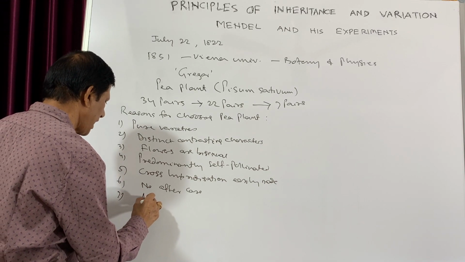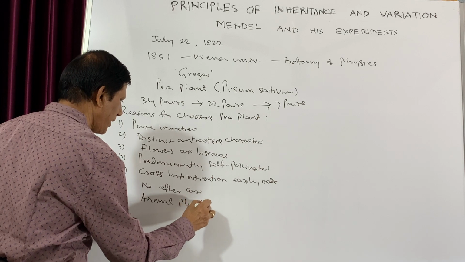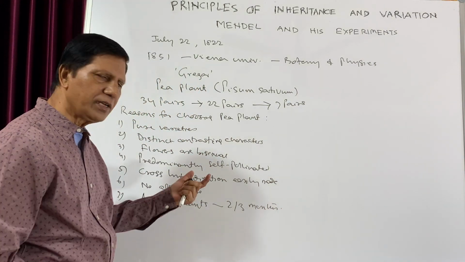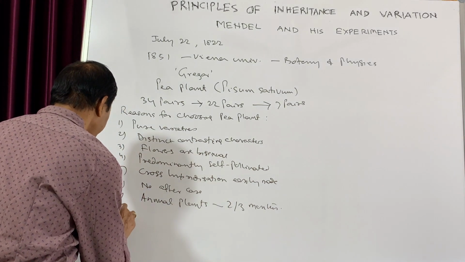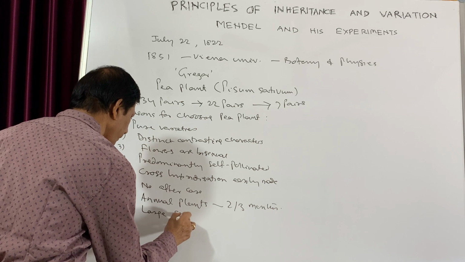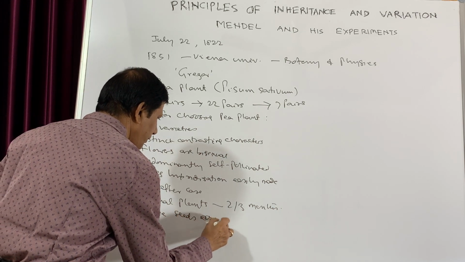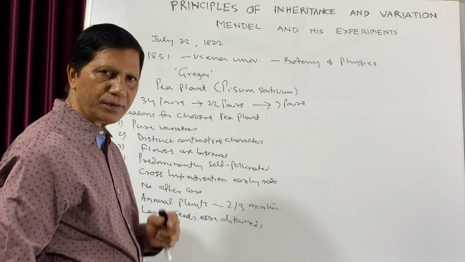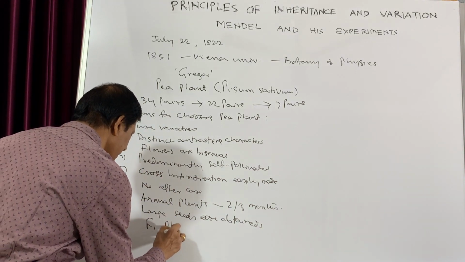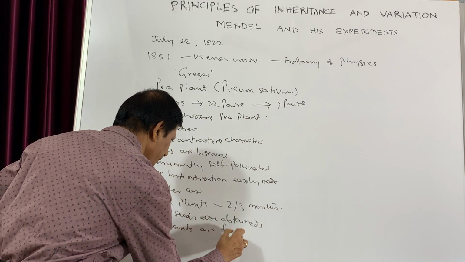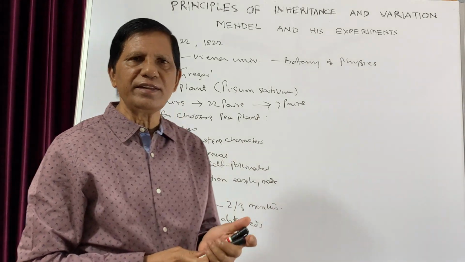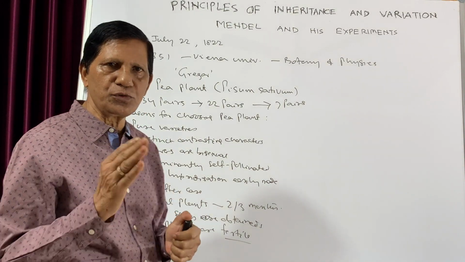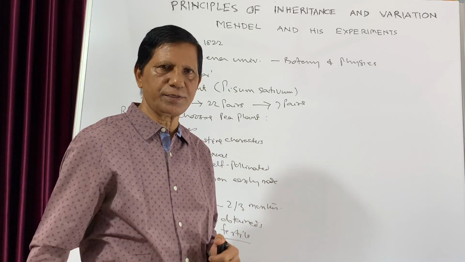Next, the plants are annual plants. The plants are annual plants with only 2 to 3 months life cycle. That means in a single year, we can cultivate it 3 to 4 times. Then, large number of seeds are obtained from the plant. And another important point is, the F1 plants are fertile. This is a very important point, because usually the F1 hybrids become sterile, but here the F1 plants are fertile. So these are some of the points for which he chose the pea plant for his experimental purpose.